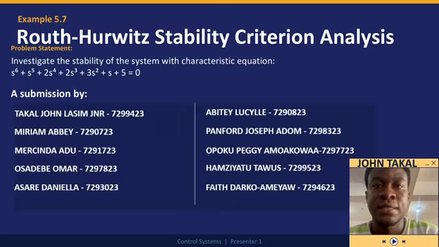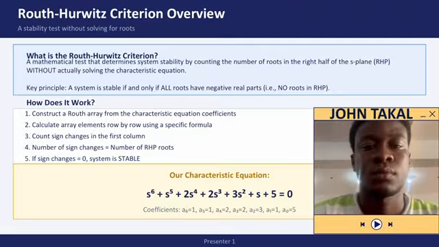Today we'll be investigating system stability using the Routh-Hurwitz criterion, a powerful analytical tool that allows us to determine stability without actually solving for the roots.